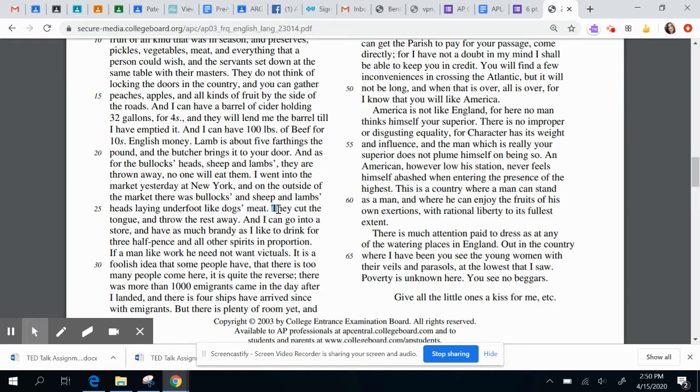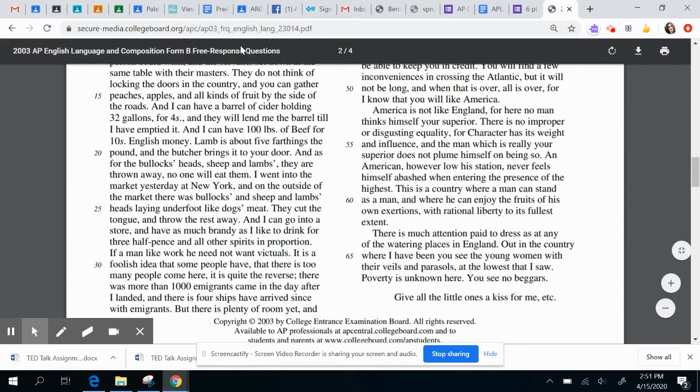They cut the tongue and throw the rest away, and I can go into a store and have as much brandy as I like to drink for 3 halfpence, and all other spirits in proportion. If a man like work, he need not want victuals. So victuals here is one of those 19th century terms of food or provisions.